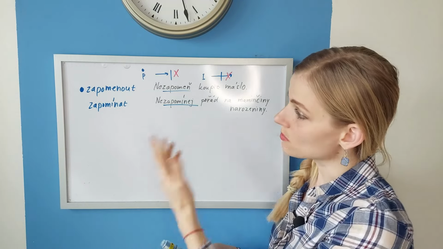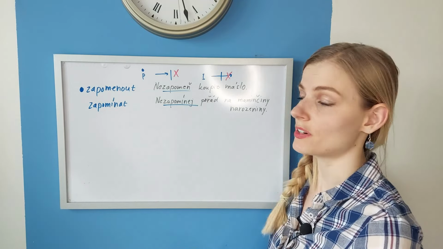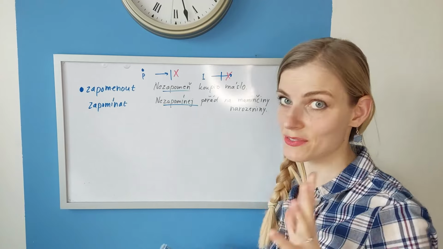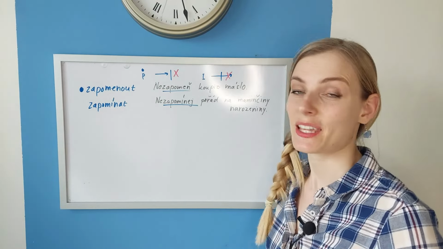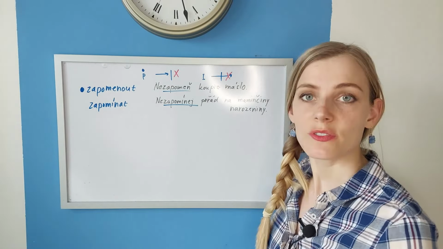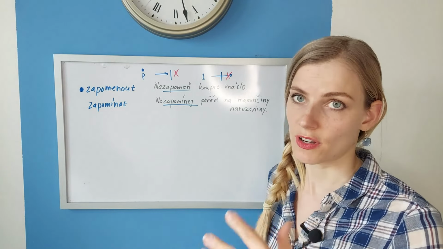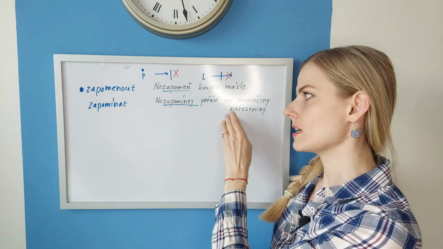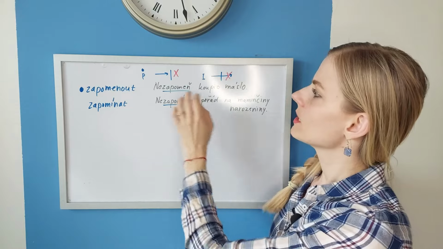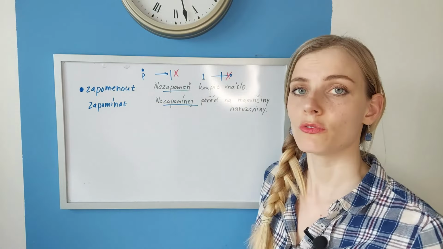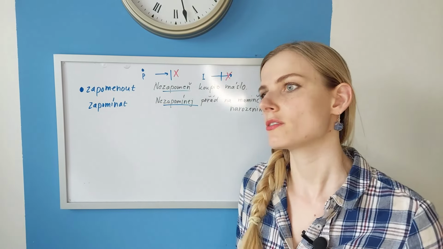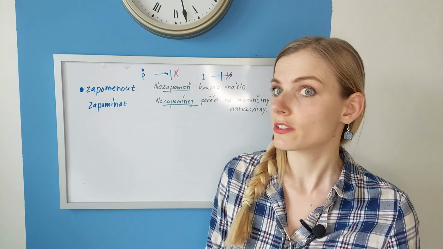Nezapomínej. So when we have an imperfective verb used for the negative imperative, in negative order, we could use the verb stop to help us differentiate. Stop forgetting the birthday. Nezapomeň koupit máslo. Don't forget. Or in another situation, don't start.